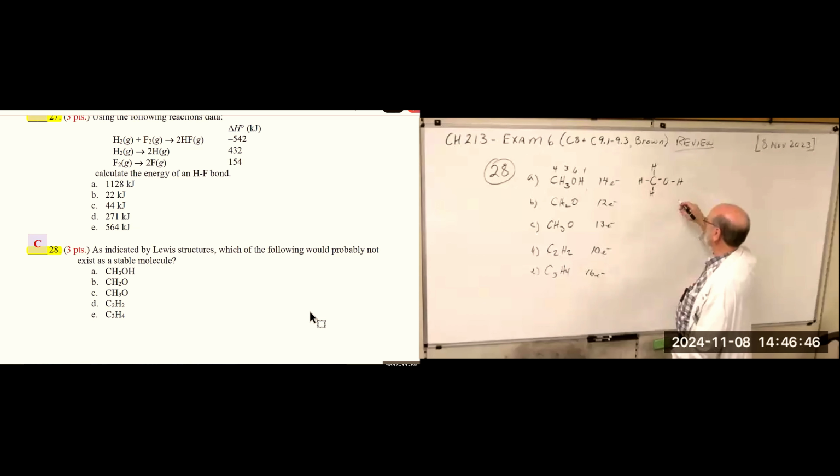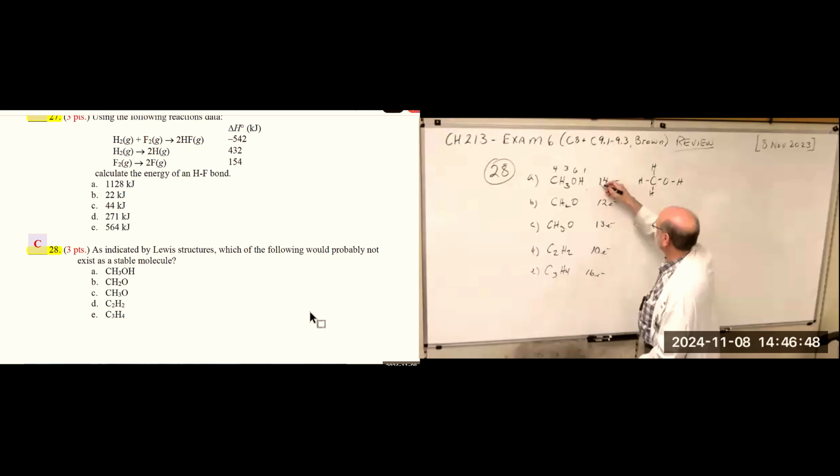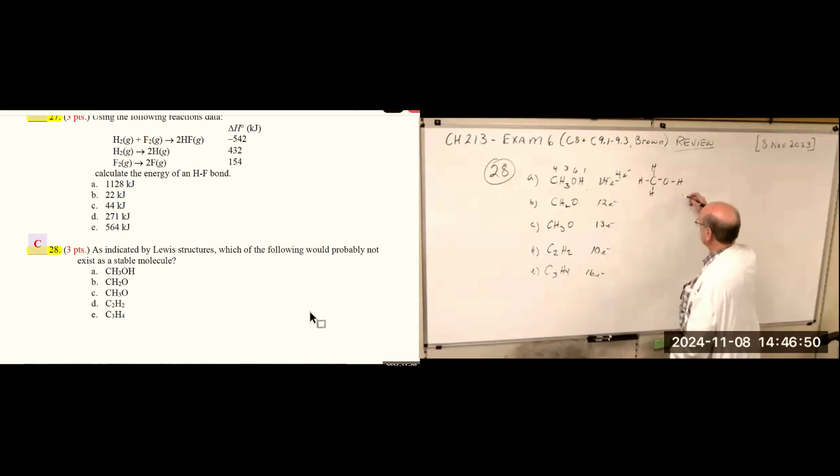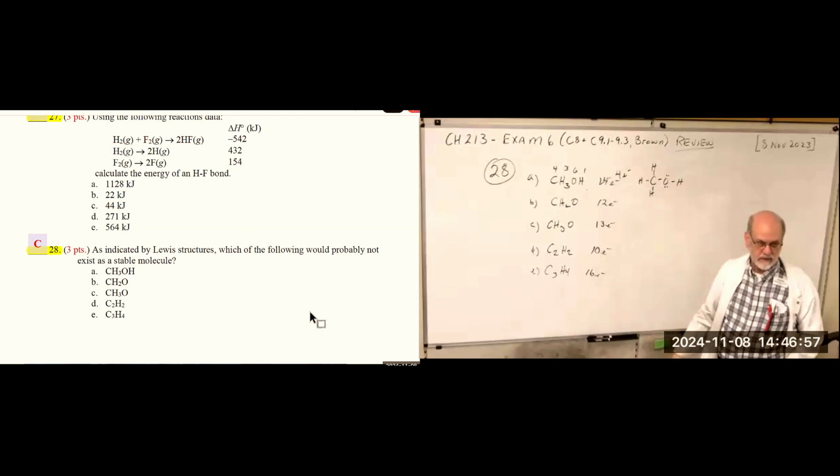2, 4, 6, 8, 10. So now we have 4 electrons left, and they would go right here. And everybody's got an octet or a duet. That's a good molecule.